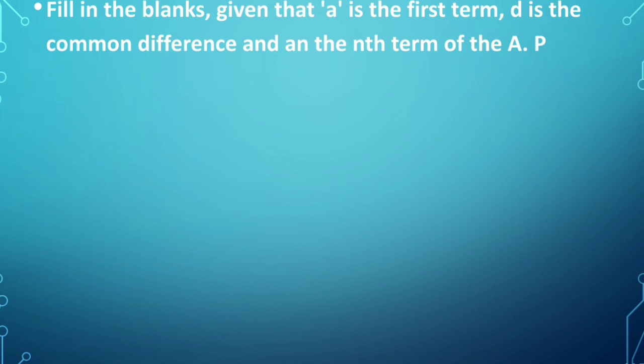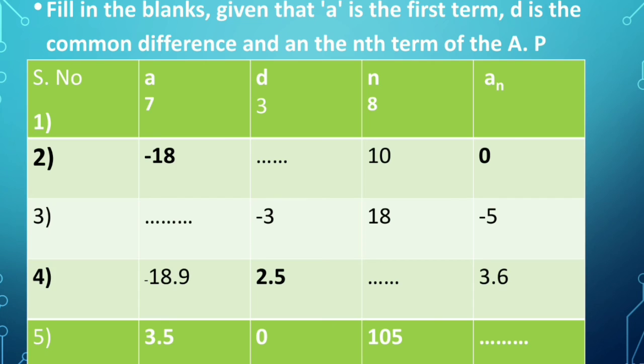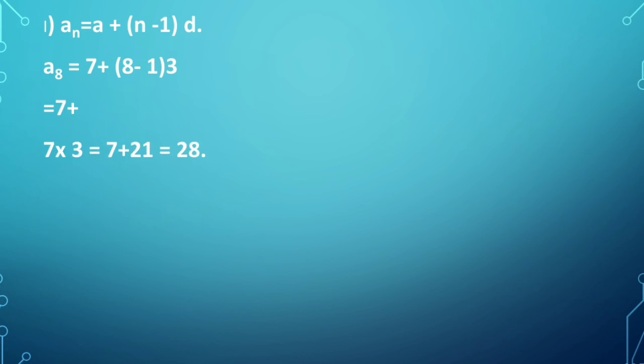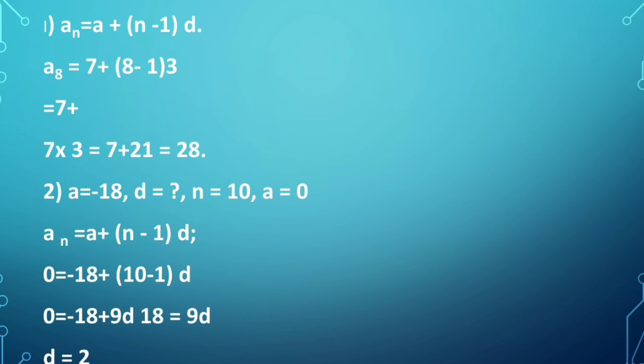Now fill in the blanks, given that a is the first term, d is the common difference, and an is the nth term of an AP. Here we have some sums, so let us solve them. First one, an is equal to a plus n minus 1 into d. We have n is equal to 8, so a is 7 plus 8 minus 1 into 3, that is 7 plus 7 into 3, that is 7 plus 21 is equal to 28.